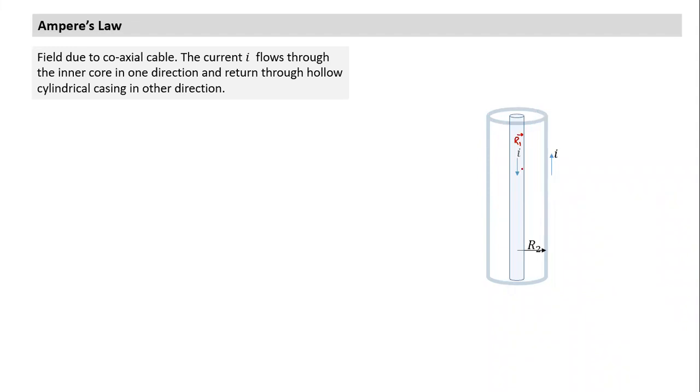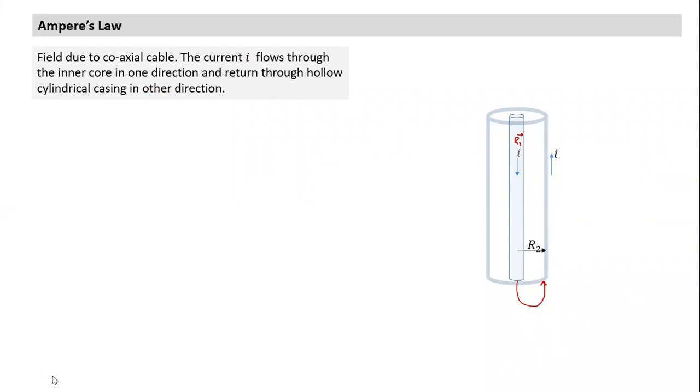What happens in the case of a coaxial cable? If current flows in one direction along the core, through the casing it flows in the opposite direction, so that the entire loop can be completed. That's what a coaxial cable is, and it is very commonly used. So a coaxial cable is composed of a cylindrical core surrounded by a hollow cylindrical shell. If current flows in one direction along the core, it returns along the other direction through the casing. So current I flows through the inner core in one direction and returns through the hollow cylindrical casing in the other direction.